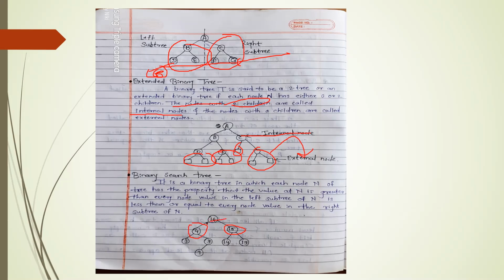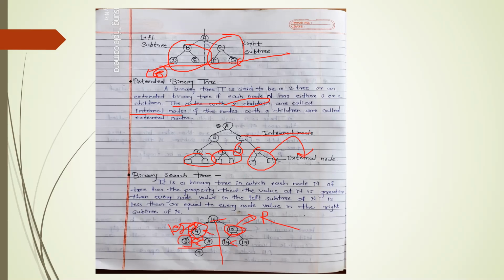First node is root node. Here is left subtree and right subtree. Value of left subtree is less than value of right subtree. Here is 4, here is 15. Means left is less. Here is 3 and 9. Value of left subtree 3 is less than right subtree 9.